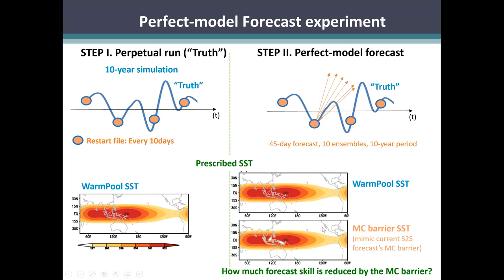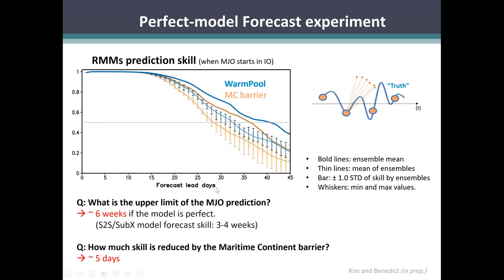And then we simulate the maritime continent barrier, and we prescribe the MC barrier. So that means we use the same initial condition, but then we have the maritime continent barrier effect. That mimics the current S2S forecast maritime continent barrier. So the question is how much forecast skill is reduced by the maritime continent barrier.